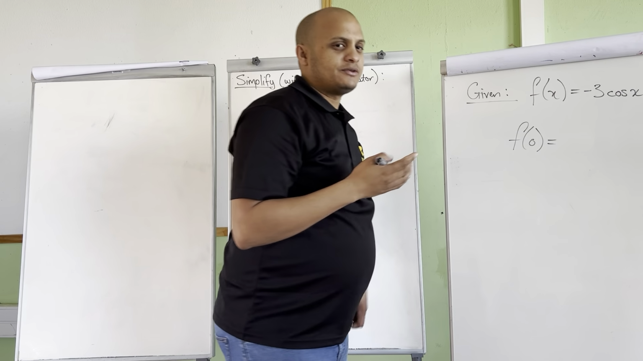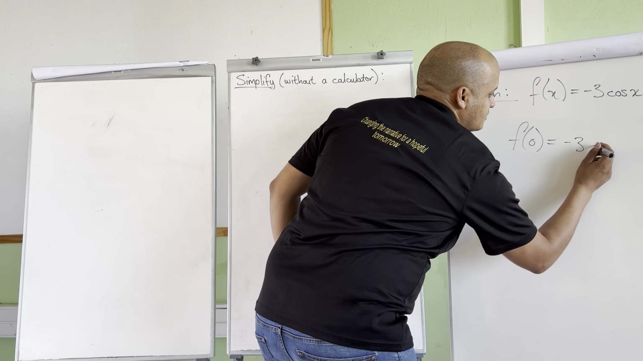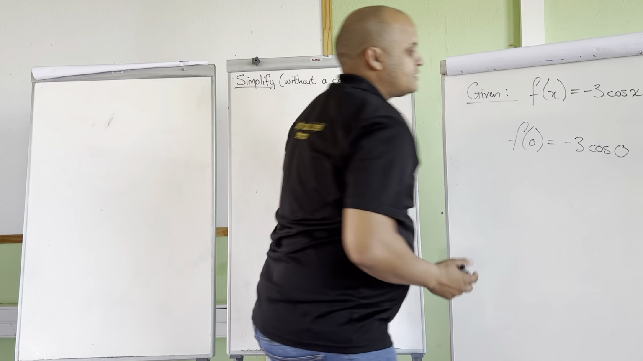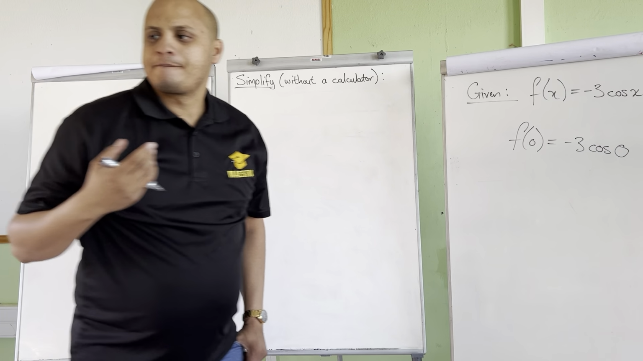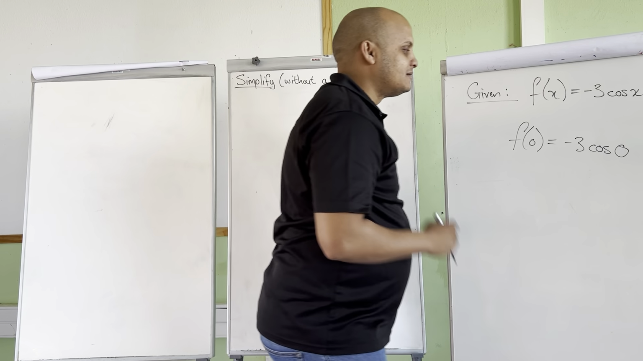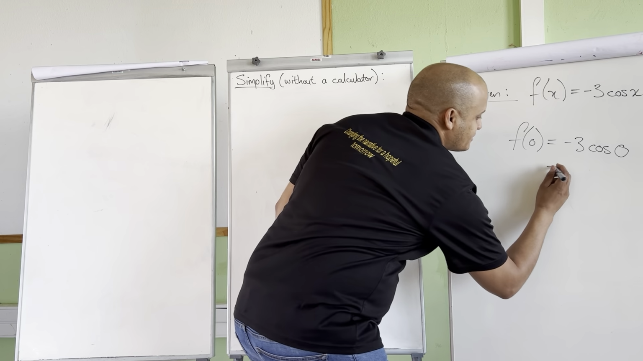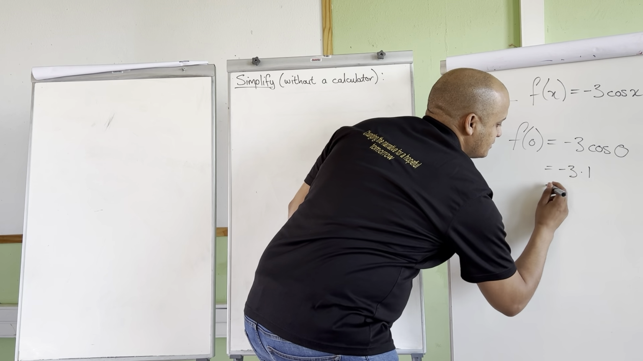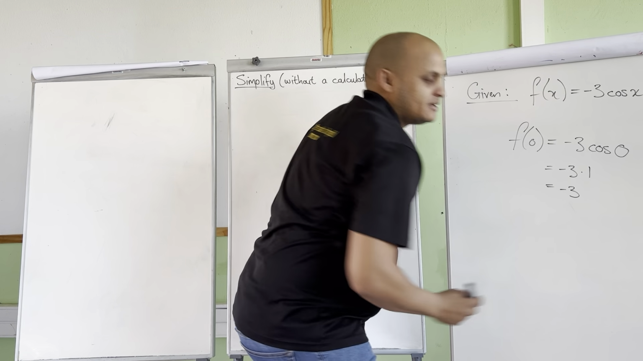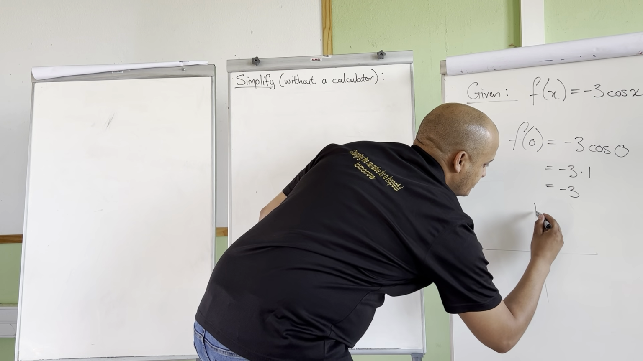Okay, I'm not teaching you how to work with this, because I know you don't work with this often. So you would say minus 3 cos of 0. What's the cos of 0? 1. Okay, so use a calculator if you're not sure. That would be minus 3 times 1. So f of 0 is minus 3. And that's the y-intercept.